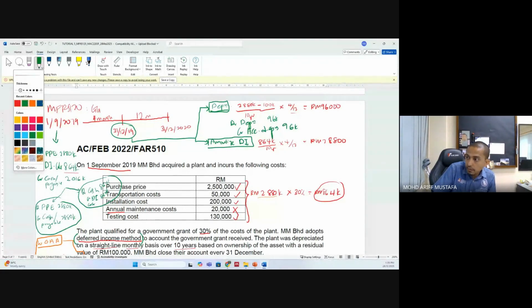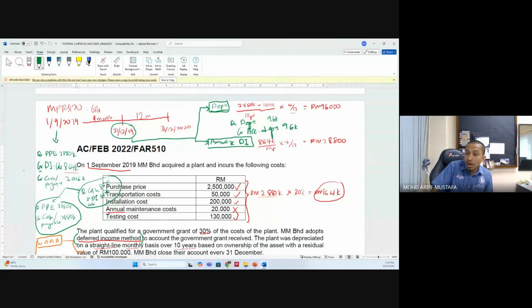Now we proceed. Just now when we record different income, we record on the credit side, right? But because we want to amortize, we record on the debit side. So debit deferred income, government grant, by 28,800, and our credit should be amortization of deferred income. In other words, if you don't know or you're not sure, just write down as SOPOL.